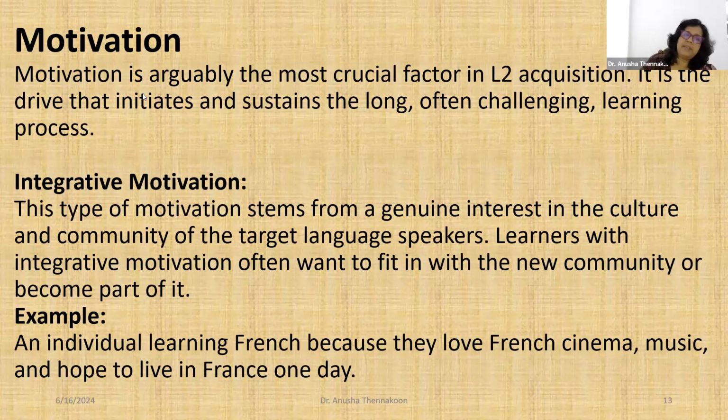For an example, here it is mentioned, an individual learning French because they love French cinema, music, and hope to live in France one day. So this particular person loves French cinema a lot and also French music, and one day he hopes to live in France. So he studies the French language. That is an example of integrative motivation. And some people love to go and study in India, so they learn the Hindi language. That is one example. Is it clear?